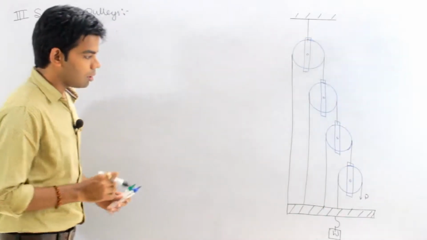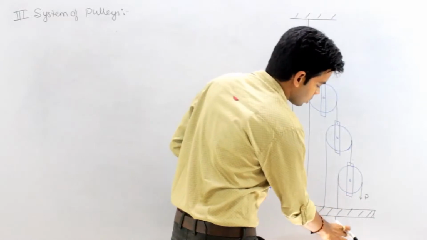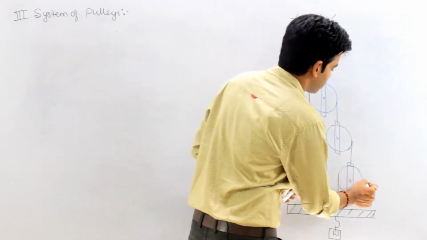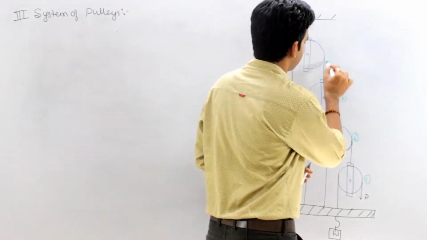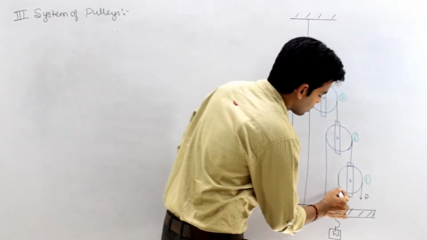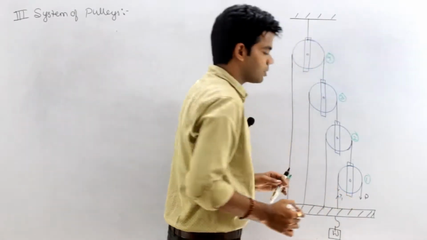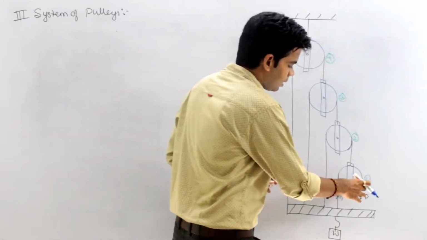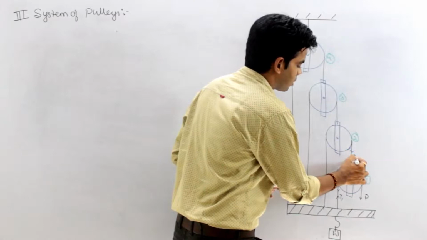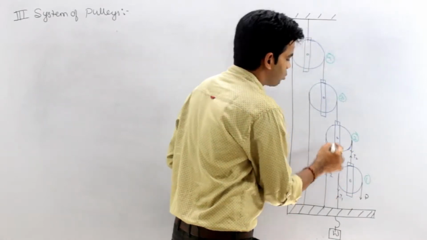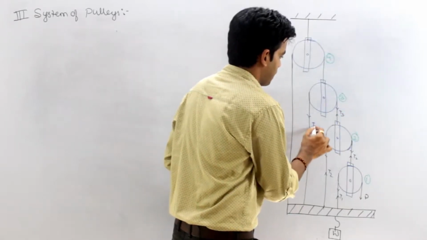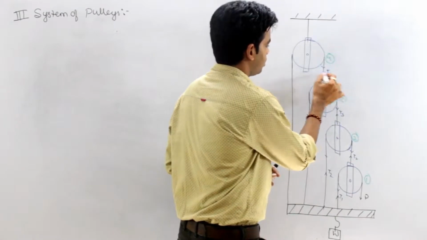Okay. Now what actually is happening: the load W is to be lifted, and I am applying a load P at the end of, suppose, pulley number 1. These are 4 pulleys. So what will happen? A tension T1 will be developed in this particular pulley. Because of this, a tension T2 will be developed here; this is a different rope. Similarly, T3 tension will be developed here, T4 tension will be developed here.